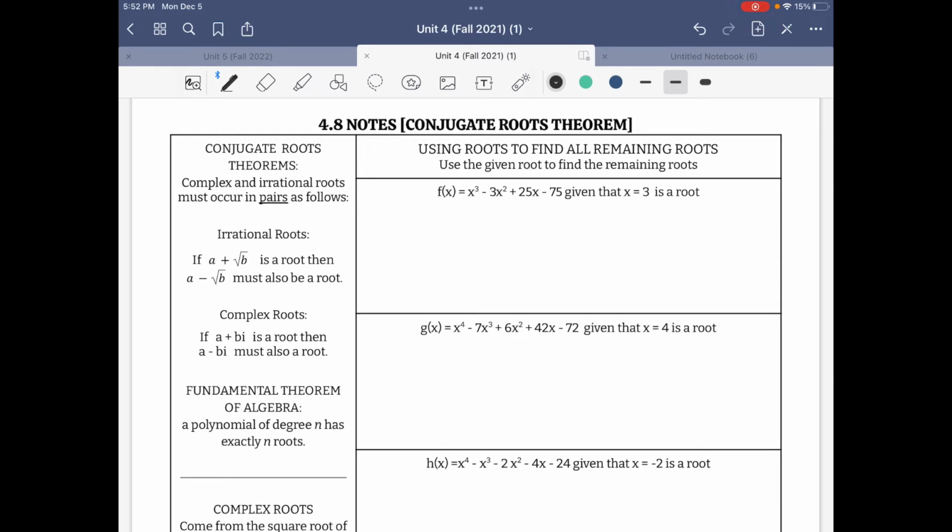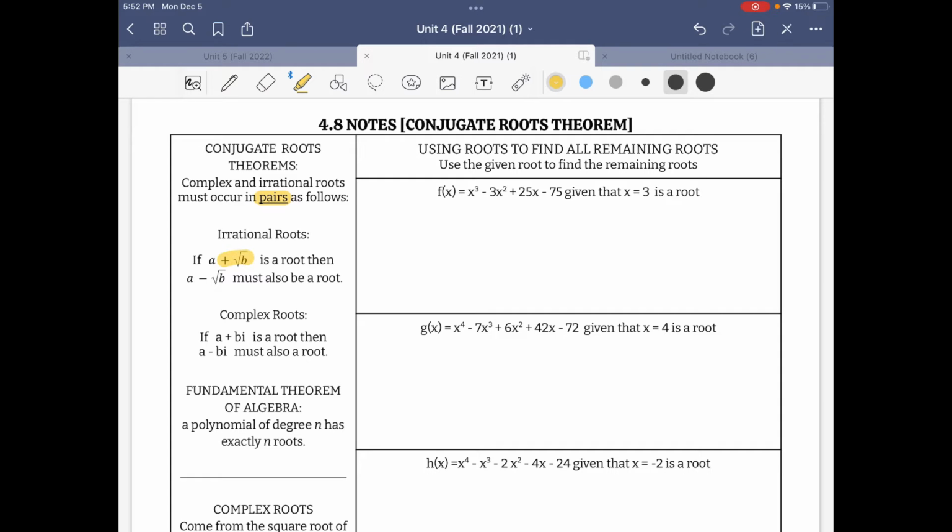Welcome to the 4.8 Notes Conjugate Roots Theorem. The conjugate root theorem is over here on the left. Essentially, it's pretty easy. It just says that complex or irrational roots must occur in pairs. Complex means it has an i, irrational means it has a square root.